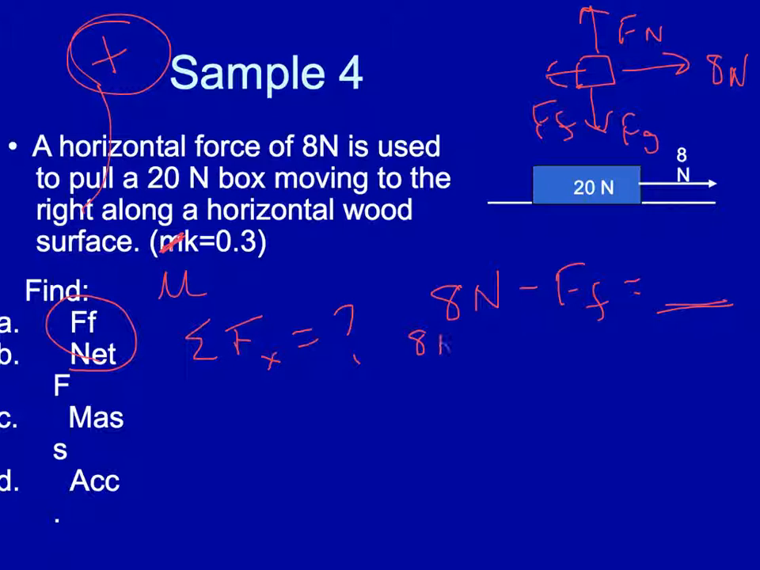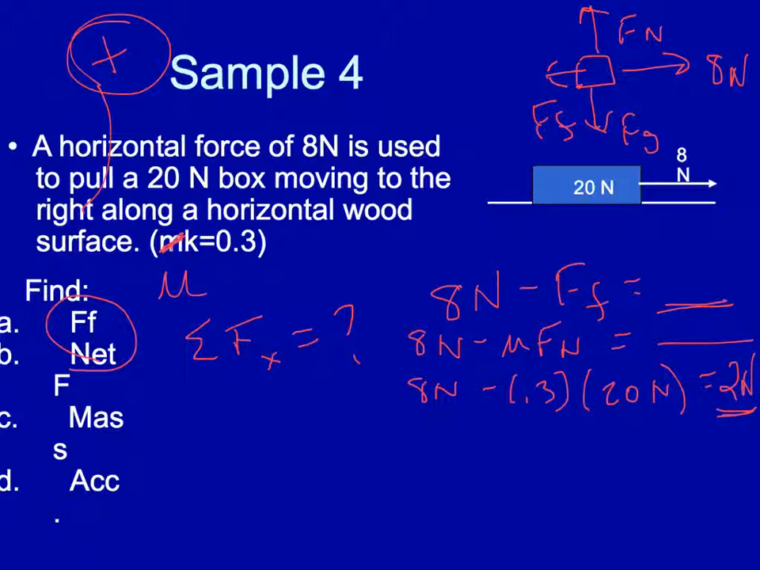So this is going to be 8 newtons minus the force of friction, which is mu times Fn, my unknown. So I have 8 newtons minus mu, which is 0.3, with no units on that, times the normal force, which is equal to the weight of the box, 20 newtons. So 0.3 times 20 is 6. Therefore 8 minus 6 is 2 newtons. So that's the first part.